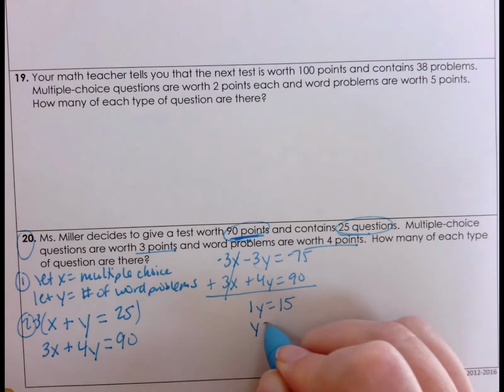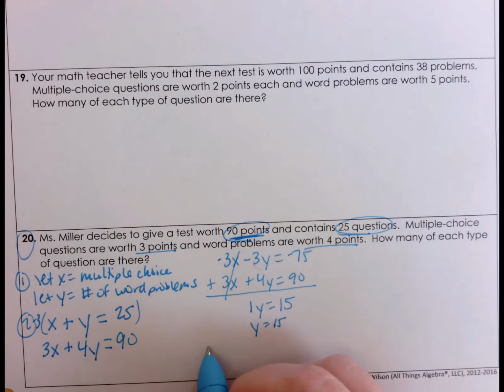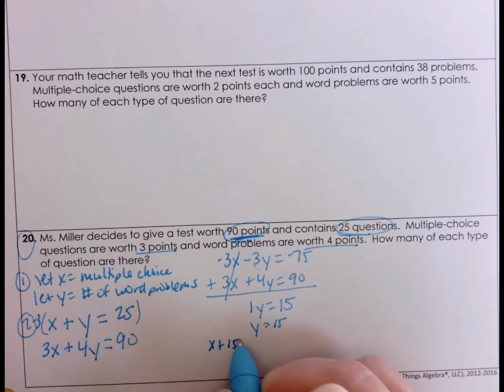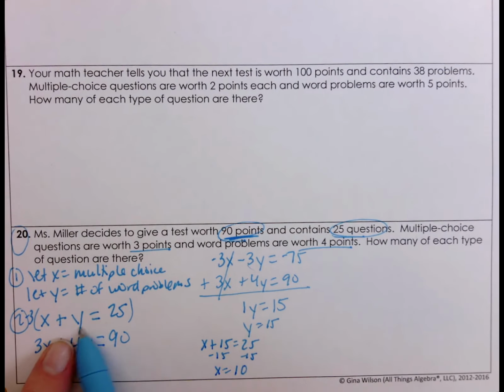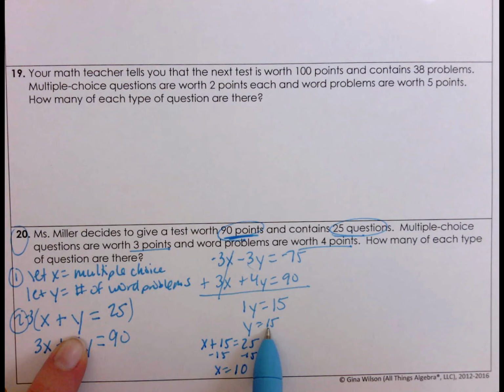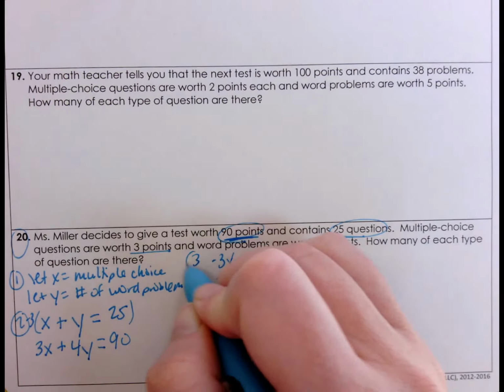So I find out that y is 15, and then I'm going to plug that back in to find x. So x plus 15 is equal to 25. I subtract it, and I find that x is 10. Okay, so all I did was take this first original equation, plug in the value of y there, and solve to find x. And so then I do need to check myself.